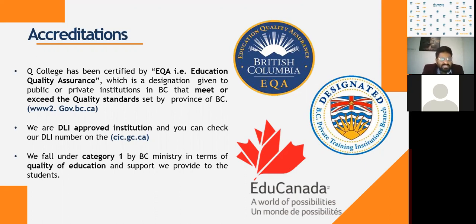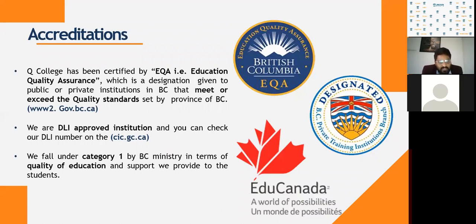Now, Q College has also been certified by EQA, which is Education Quality Assurance, the designation given to public and private institutes by the British Columbian Ministry in terms of the quality of the standards that have been set by the province itself. To check the standards set by the province for the institutes awarded this certification, you can visit www.gov.bc.ca, where you will get all the details about the standards set by the British Columbian province, and also get a fair idea of what this college exactly is, how the teaching methodology and atmosphere work, and the whole idea about the colleges. You can check the standards and also our certificate on this particular website.